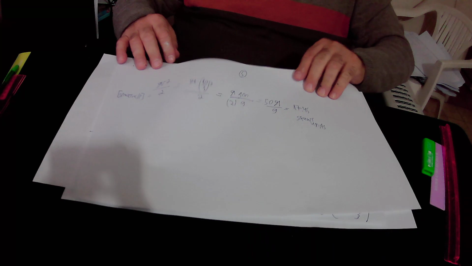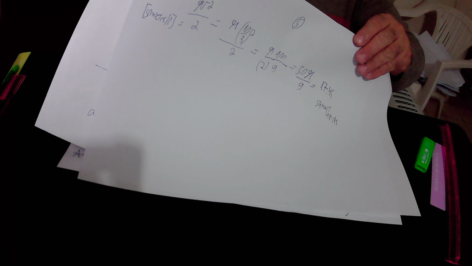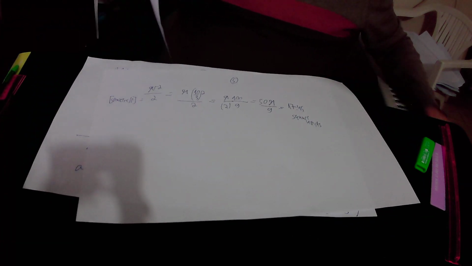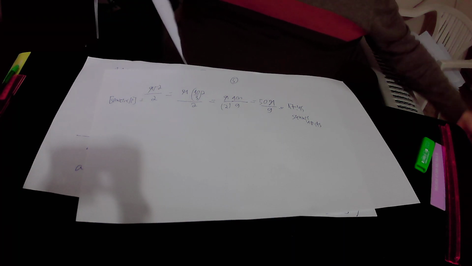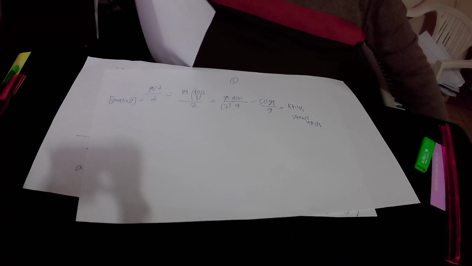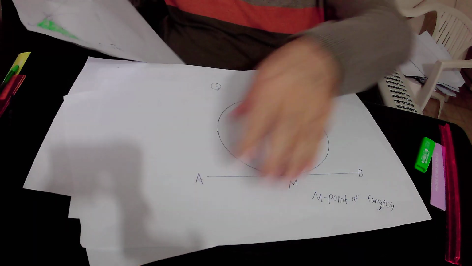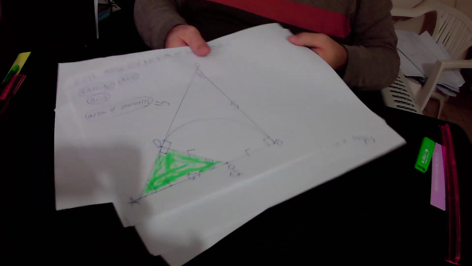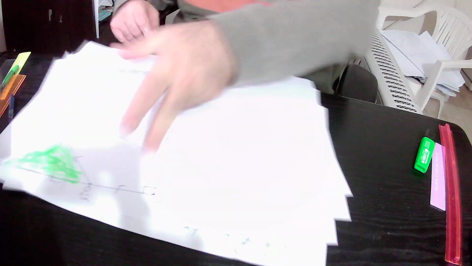So we finished with the first method, and in the next step, I will present to you how to find the area of the semicircle according to the second method.